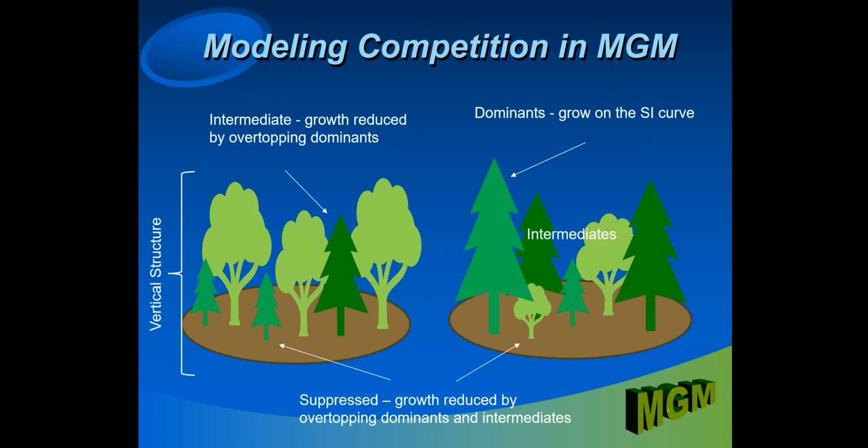So on the left part of this image, what you see is an aspen-dominated stand with understory spruce and maybe some intermediate. So we have dominant trees, we have intermediate trees of aspen and spruce, and then we have some suppressed trees. As I mentioned earlier, in the tree list, the top tree is growing on site index. So these two large trees are going to be growing on site index.